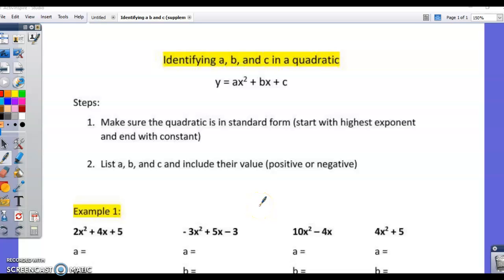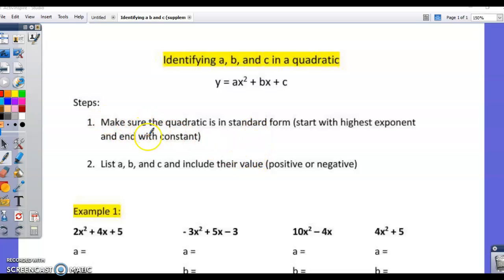All right, so we are leading to the point where we're going to need to identify the vertex of graphs, where it's not just a shift up or down based on c, but we're going to use a formula, negative b over 2a, in a little bit. But the first thing we need to be able to do is identify our a, b, and c in a quadratic equation when it's in the form of ax squared plus bx plus c.